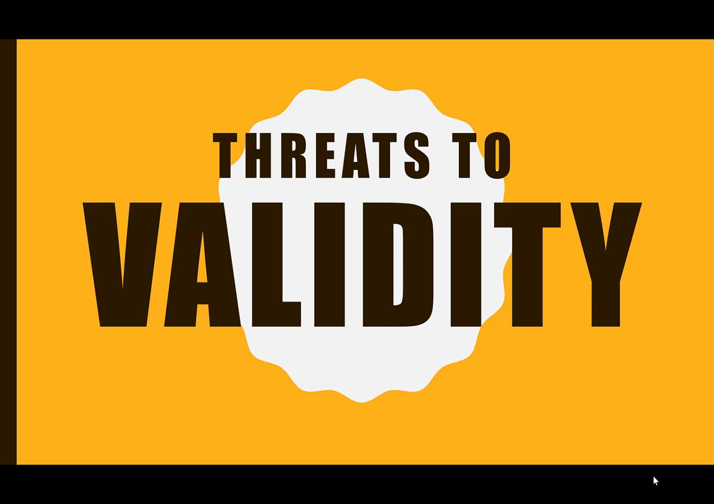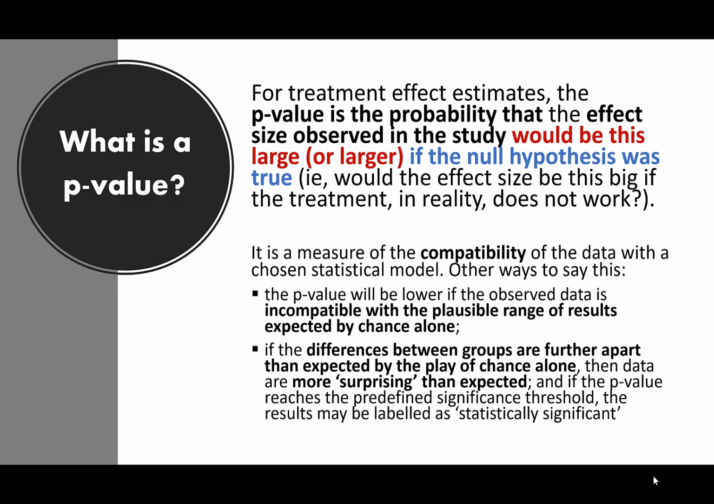And I want you to apply this back to the clinical trial dice simulation game that you performed. So we need to think about what is a p-value, and I've given you some definitions here. The p-value is the probability that the effect size observed in the study would be this large or larger if the null hypothesis was really true, i.e. in a world where there was no difference between the two groups, would you get results this different between groups? And if so, the results are surprising. They're incompatible with what we would expect by the play of chance alone. And in those cases, the p-value will be low. But that's what a p-value is.